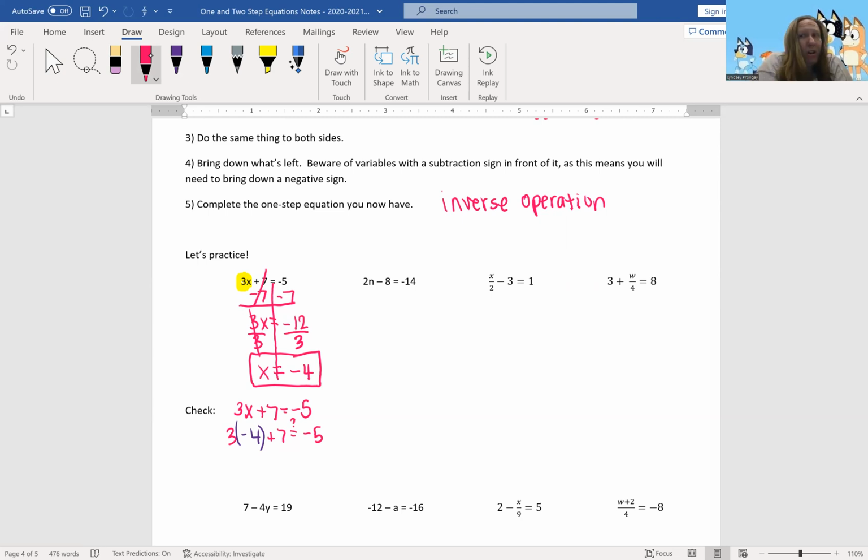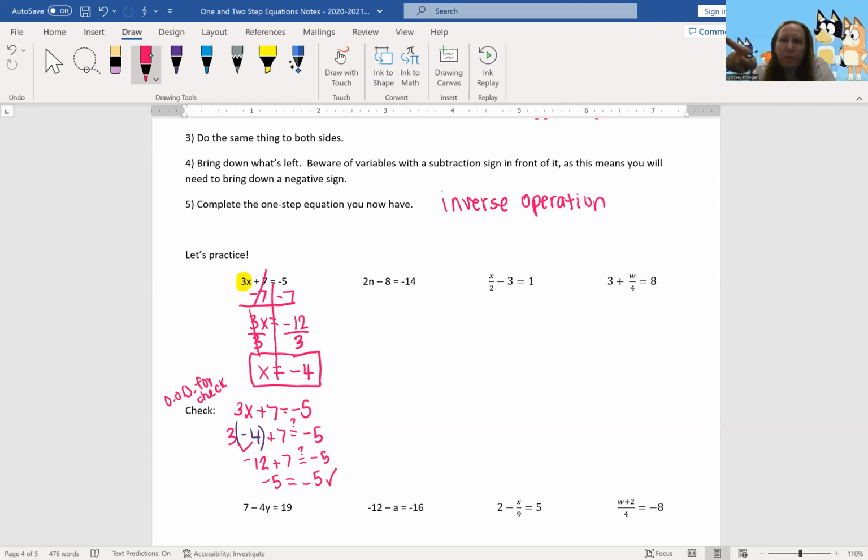Now my check's a little bit longer because it is a two-step equation. When I do my check, I am going to follow order of operations, which means I'm going to do my multiplying first. So 3 times -4 is -12. And now I can do -12 plus 7. The signs are different, so subtract and take the sign of the bigger number. You get -5 equal to -5. So that means my answer of x equals -4 should be correct.